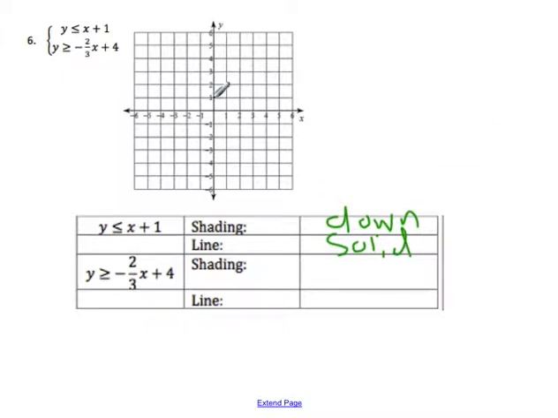So we're crossing the y-axis at 1. And then my slope is 1x, or 1 over 1. So I'm going up 1 over 1, up 1 over 1. And then I'm going to go ahead and connect that with a solid line. Oops. It's a terrible solid line, Miss Humbert. Okay, and then I'm shading down from there.